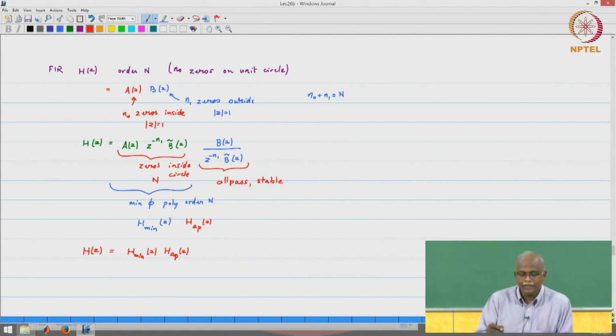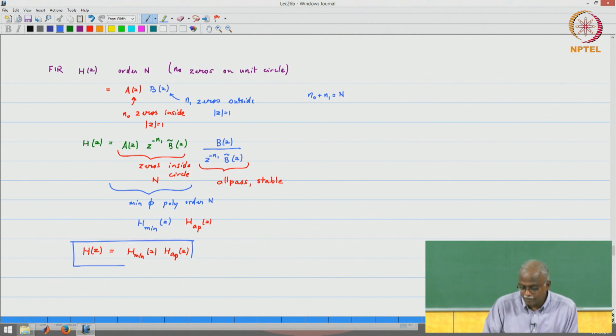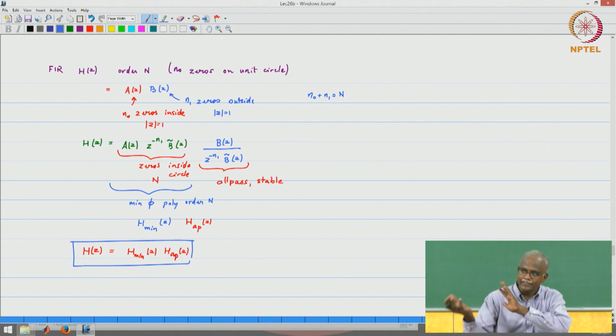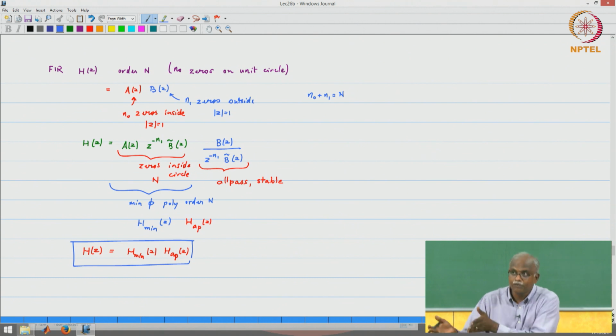This is a factorization I am sure you would have encountered, and it is a very useful form. If suddenly someone says I want a minimum phase filter, you can very easily do it by reflecting the zeros inside the unit circle. The magnitude response will not change, but you would have affected the phase response, because the all pass function has a phase response, but no magnitude response.